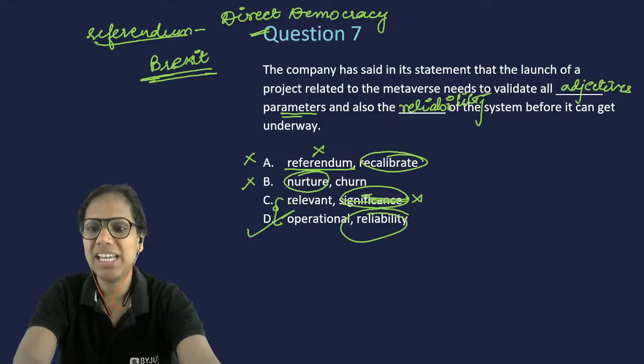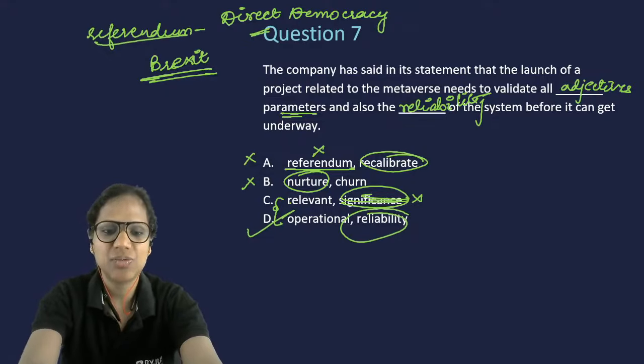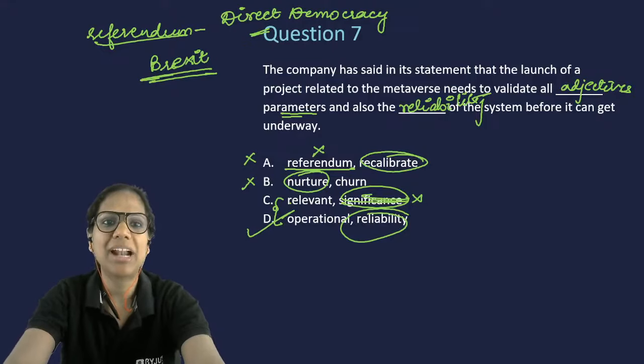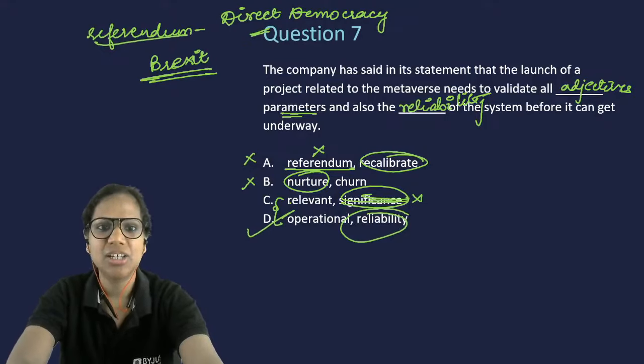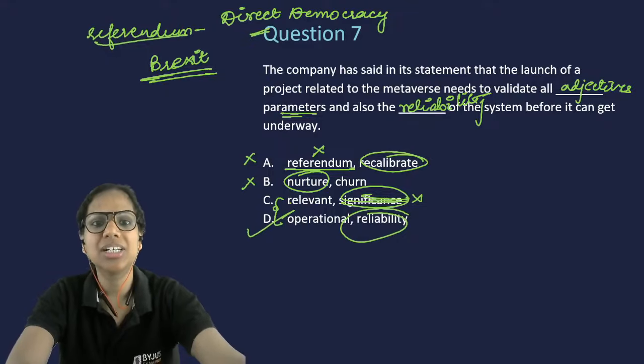It's called a mandate. Shri, in that case, we say that it has the popular mandate, right? Referendum is used only when each person has voted directly on that decision.